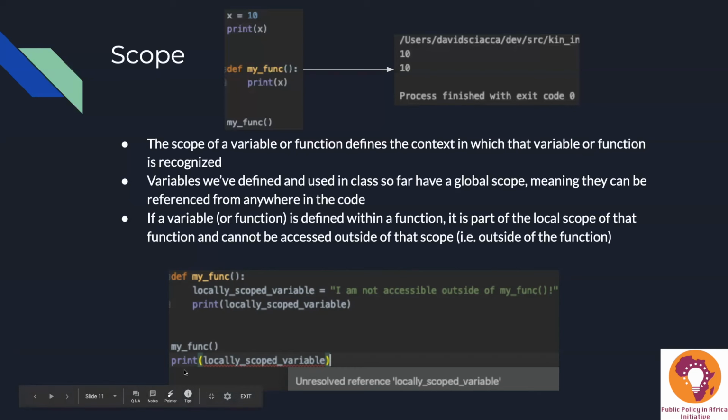That is not true. It will get this unresolved reference locally scoped variable because we haven't defined that in the global scope of our file. We only defined that variable within our other function. So that means it's not available at this level of the code. It's only available at this level of the code. So if you define a variable within a function, it's only going to be available in that function. It won't be available outside of that function.